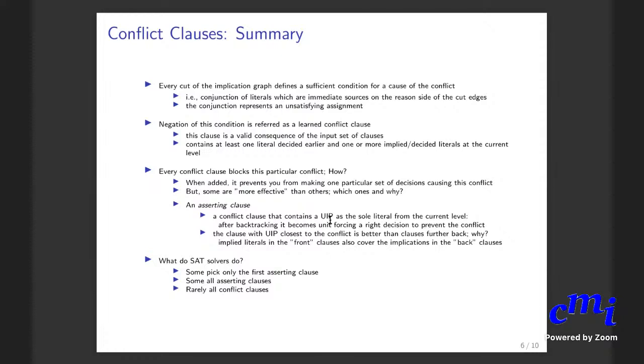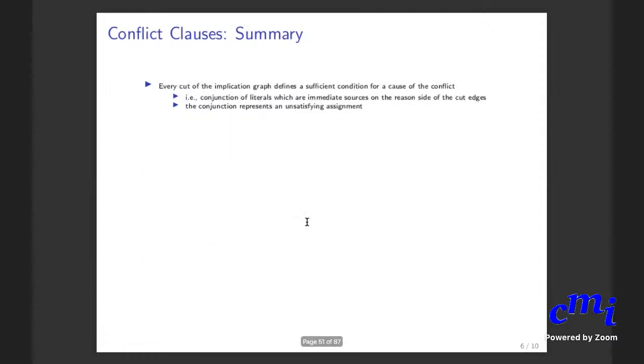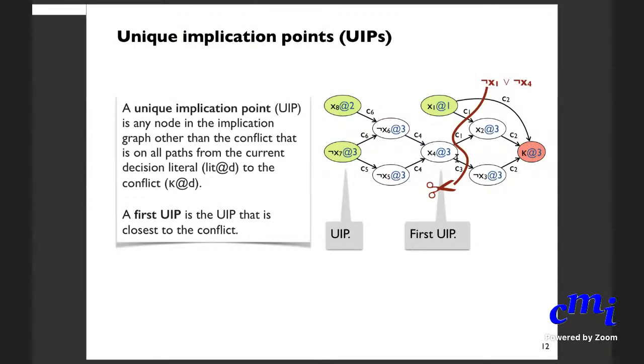So you want the backtracking to not be conflicting with any of the. First of all, what is an asserting clause? I have already defined that. Maybe I'll rephrase my question. Among all the conflict clauses, the one that has a unique implication point is an asserting clause. That is the definition.